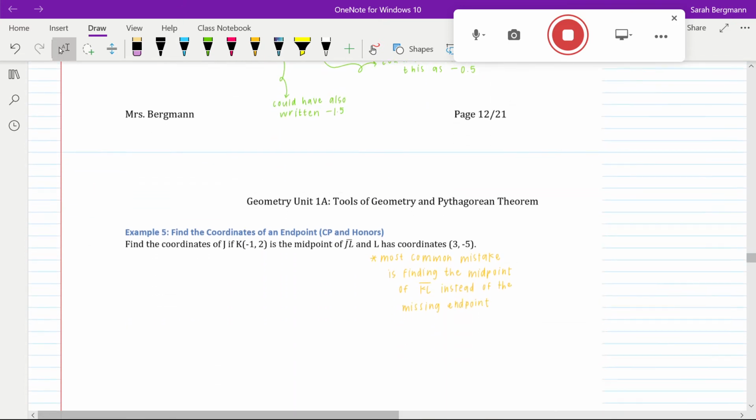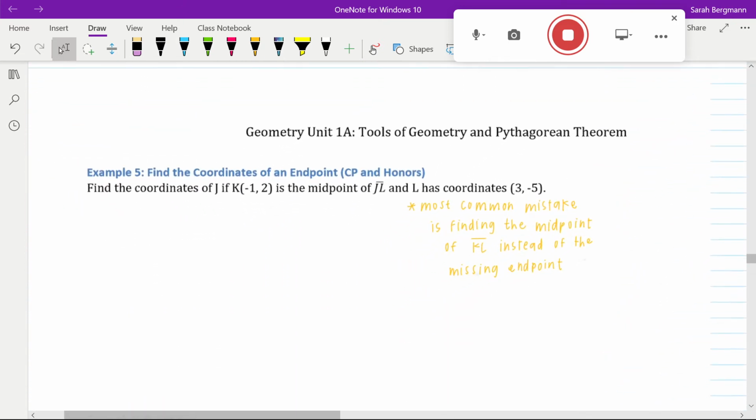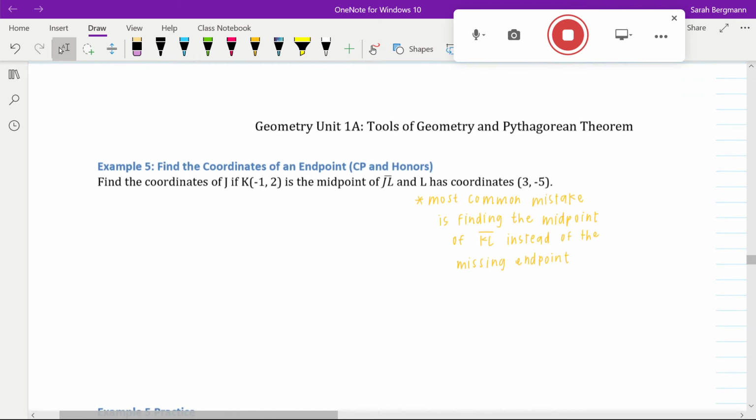Alright, this next problem says find the coordinates of J if K, negative 1, 2 is the midpoint of segment JL and L has the coordinates 3, negative 5. So for these problems, I would not waste time plotting these out on a coordinate plane. What I would do is just write out the segment JL and K is the midpoint. So I know K is at negative 1, 2, and L is 3, negative 5. This just helps me get my information organized. I know that this is not how the segment would look on a coordinate plane, but I don't really care about that.